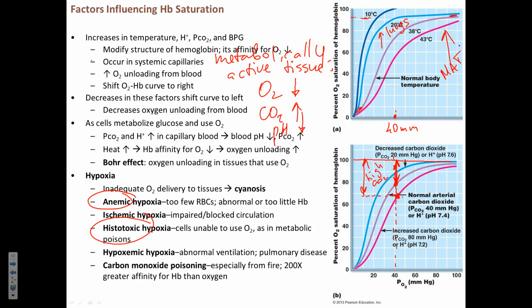Histotoxic hypoxia is fascinating. Cells cannot use oxygen. Cells, what do they use oxygen for again? Remind me. Which process do cells use oxygen for? Come on. What do living organisms use oxygen for? R word.